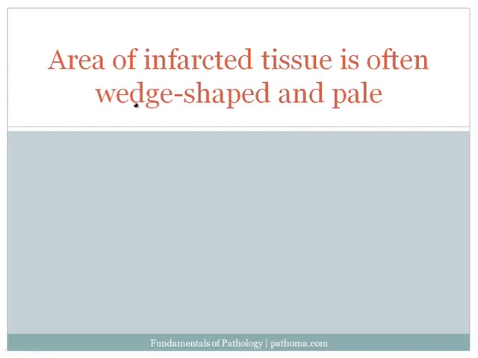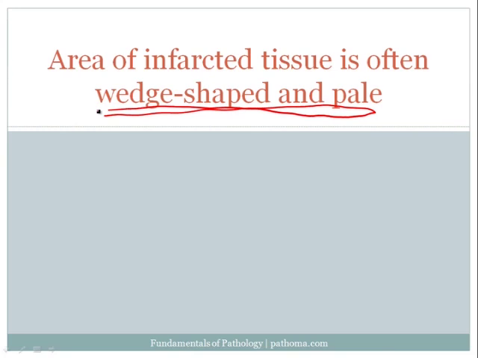A couple important derivative points regarding coagulative necrosis. Usually, the area of infarcted tissue is wedge-shaped and pale. This is not so hard to remember.